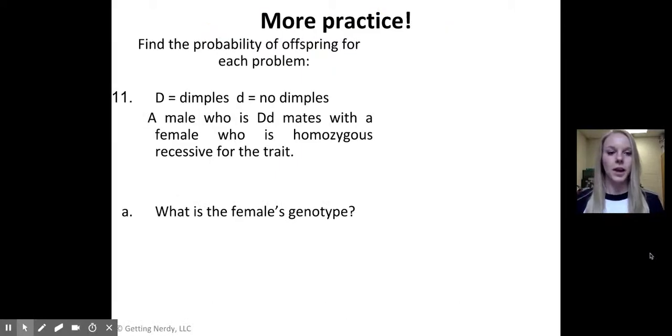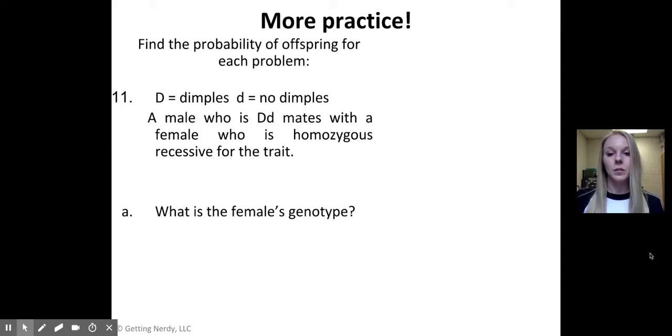Okay, here's another practice with a Punnett square. You want to find the probability of offspring for each problem below. You are mixing a male dad who is big D, little d, with a female who is homozygous recessive. Think what homozygous means and what recessive means. Put the two together, and that tells you the female is little d, little d.